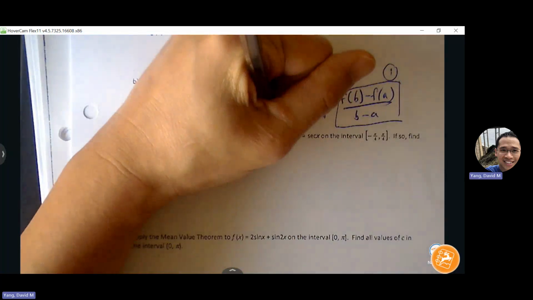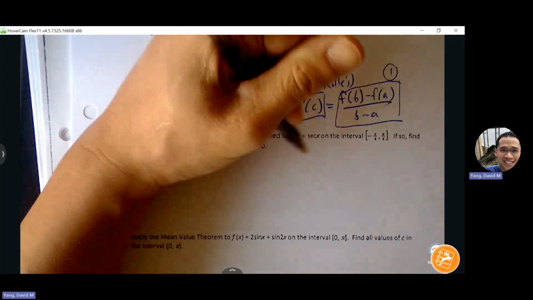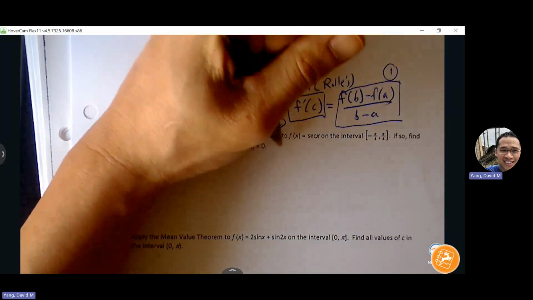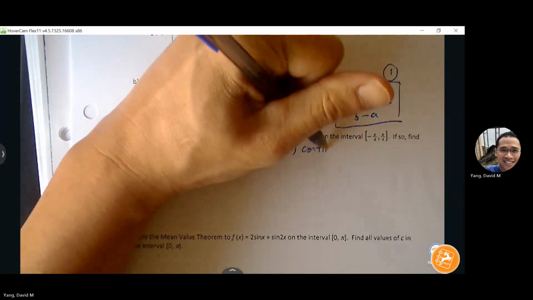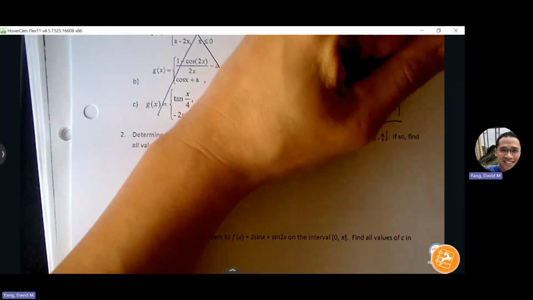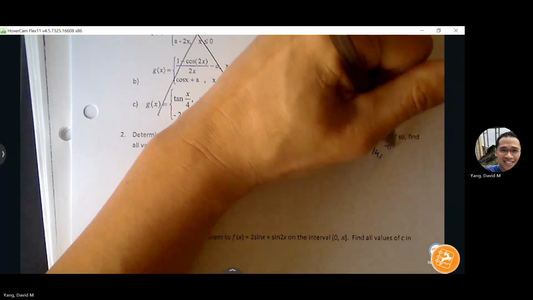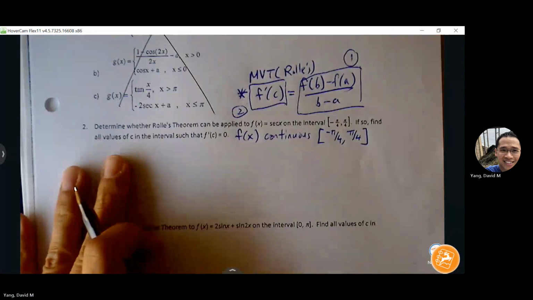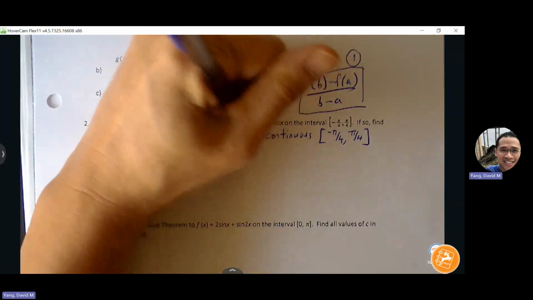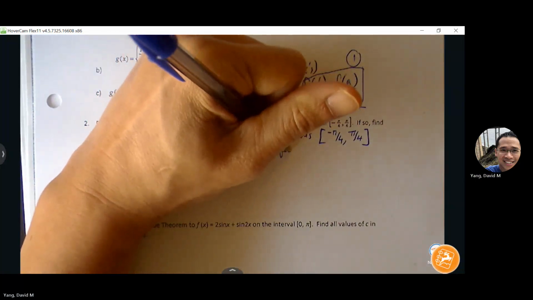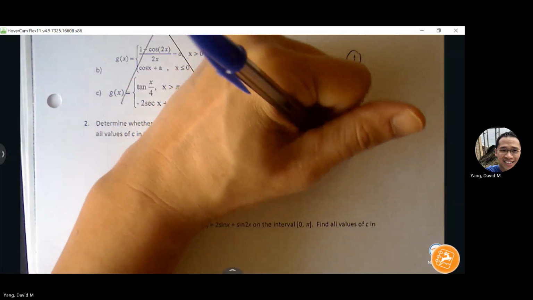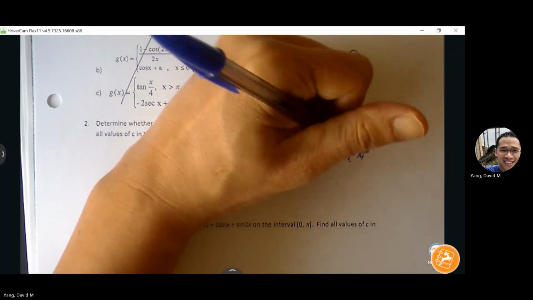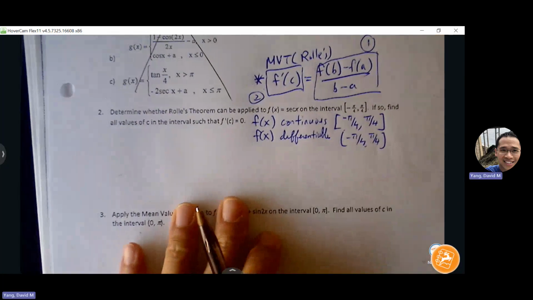So let's practice writing out our continuity and differentiability conditions. Our function is continuous on the closed interval. Closed interval just means with brackets. And then differentiable on the open interval, with parentheses.